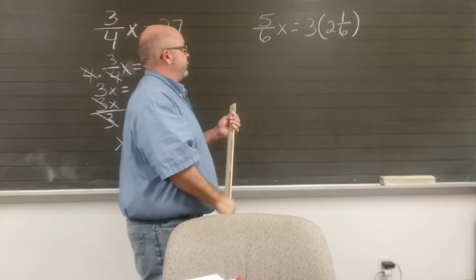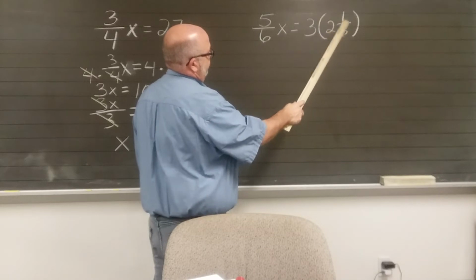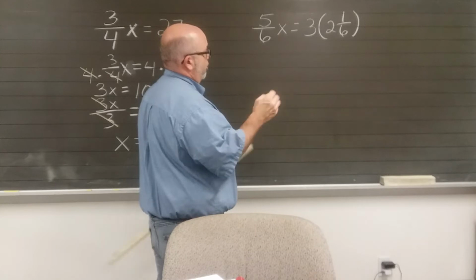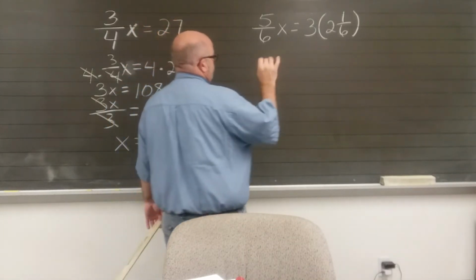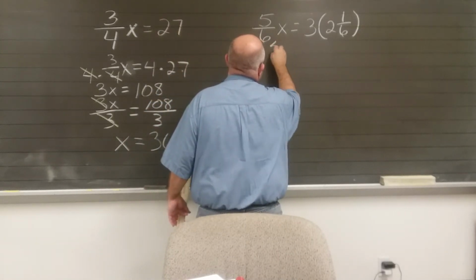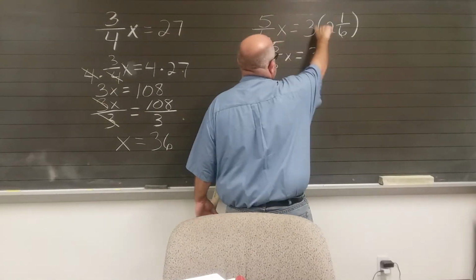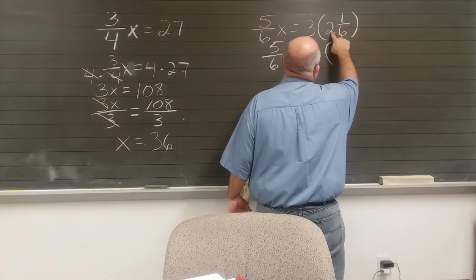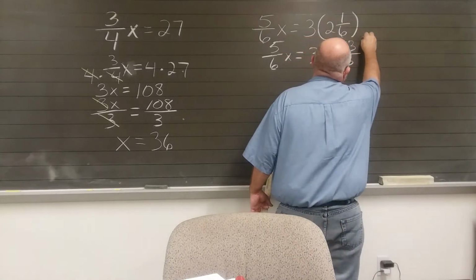All right. Let's look at this one. You see on this one that you have the added complication of having a mixed number over here. So the very first thing you do is turn the mixed number, don't do anything else, just turn the mixed number into an improper fraction. So now we have, this stays the same, 5 over 6 x equals 3, what does that mean? 3 times 2 times 6 is 12, 13 over 6, right?